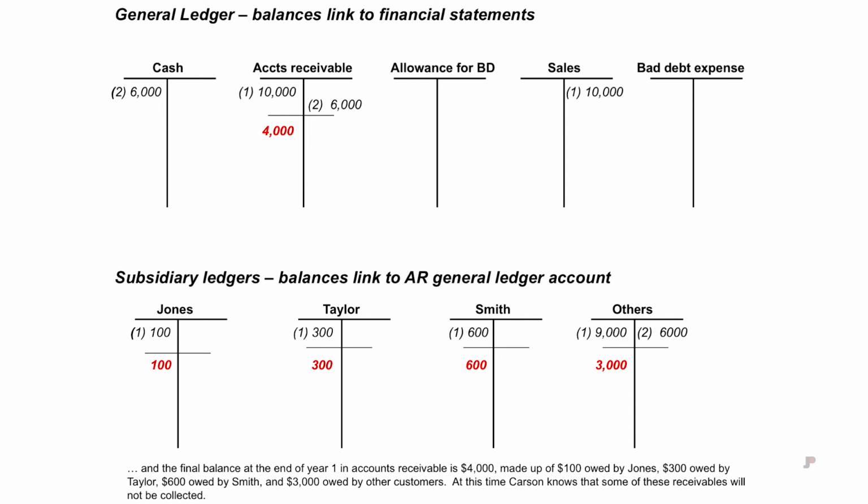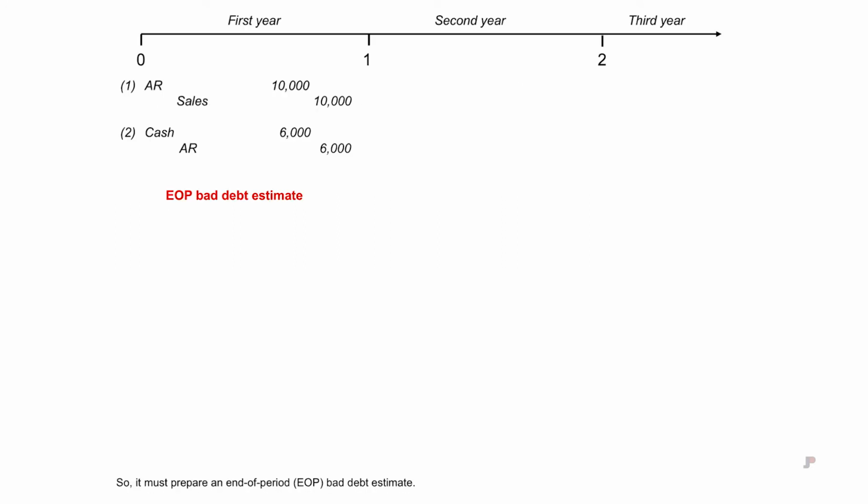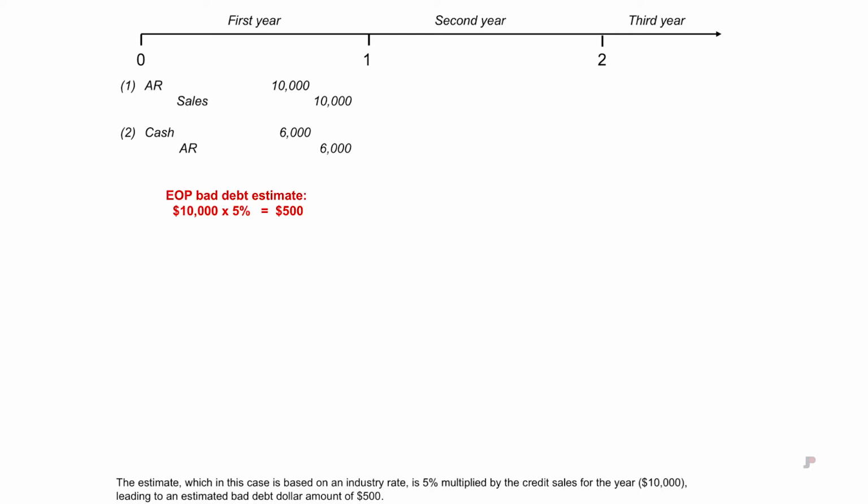At this time, Carson knows that some of these receivables will not be collected. So it must prepare an end-of-period (EOP) bad debt estimate. At the same time, at the end of the year, Carson must also record an entry to reduce the accounts receivable balance. The estimate, which in this case is based on an industry rate, is 5% multiplied by the credit sales for the year, $10,000, leading to an estimated bad debt dollar amount of $500.